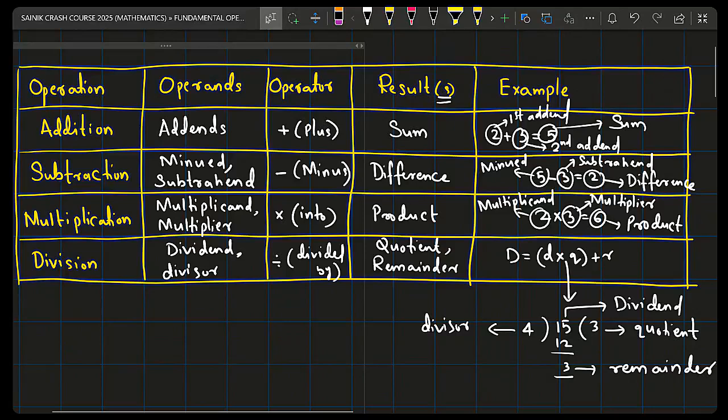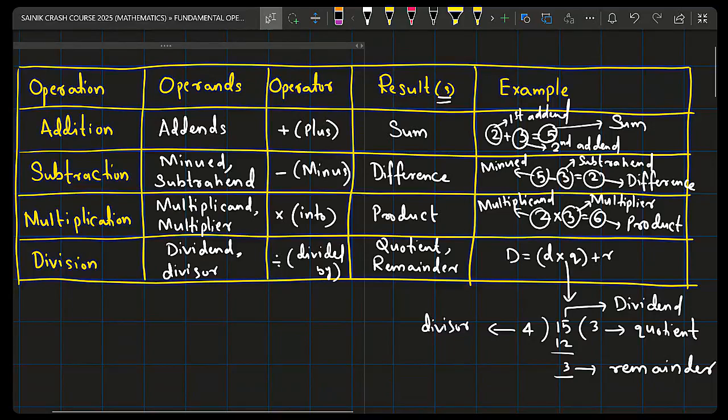Jashvi, do you have any doubt? Sir, yes, I have a doubt in subtraction. Yes, subtraction, what is the doubt? In addition, we have first addend and second addend. Why in subtraction first minuend and second subtrahend?